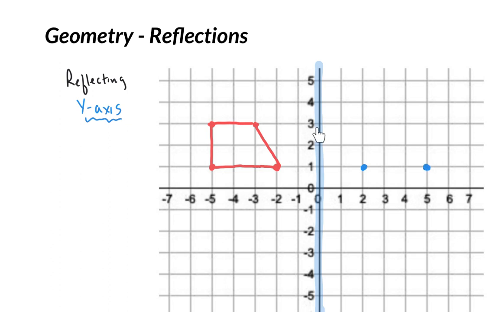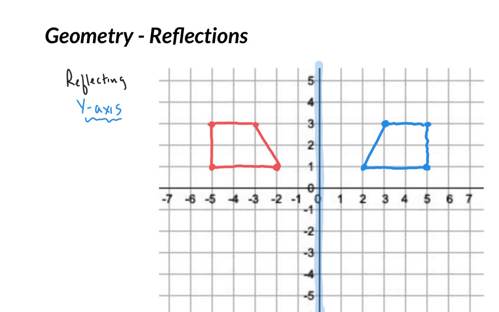So this one was 3 units away. I just want to make sure I get those distances the same. And it's not shifting up or down at all. We'll connect those. And there is a reflection over the y-axis.